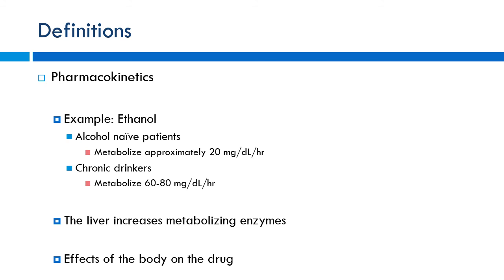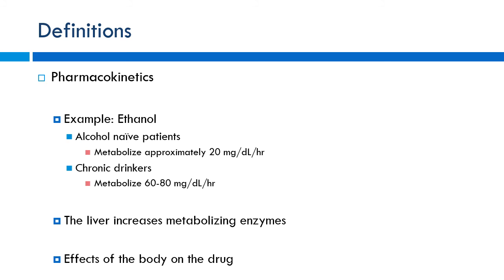However, if I were to deal with someone who's a chronic drinker, say maybe they're drinking a fifth of Jack Daniels every 2 days, that is someone who's going to be upregulating those enzymes. They're going to have a much higher amount of the enzymes available to metabolize that alcohol, and they may be able to do like 60 to 80 milligrams per deciliter per hour, right? So they can metabolize that much faster because of the pharmacokinetic changes that have occurred due to them being a chronic drinker. Right.